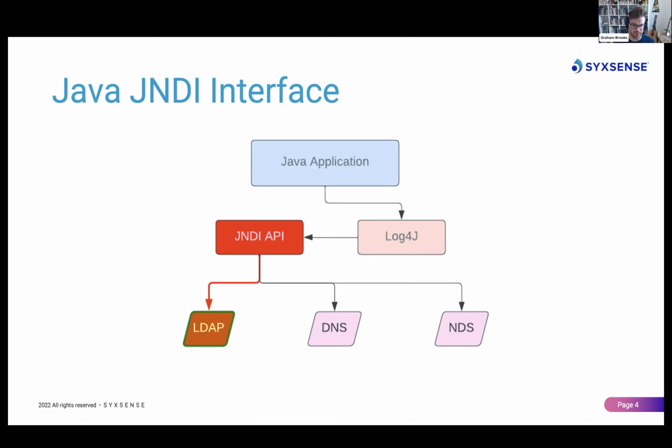This whole vulnerability kill chain was first discovered, I think, around end of November, early December of 2021.